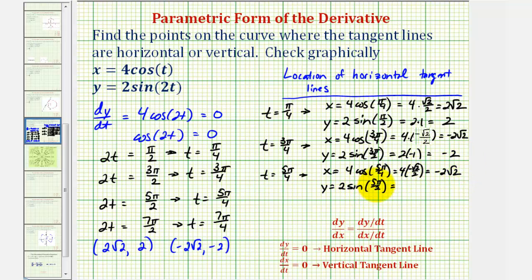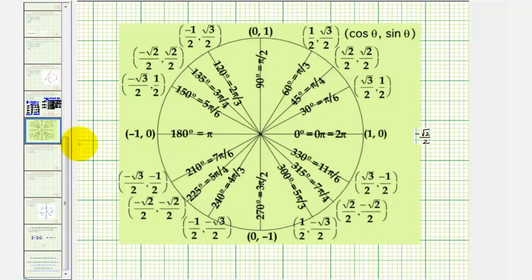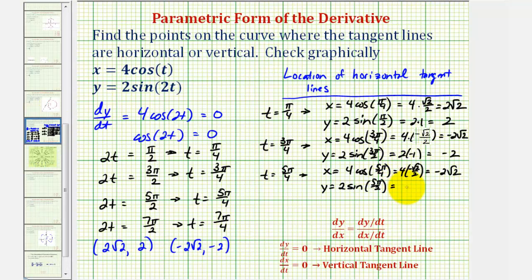And then we have sine 5 pi over 2. 5 pi over 2 is coterminal to pi over 2. So notice the sine function value would be equal to 1. So we have 2 times 1, which is equal to 2. So the next point would be negative 2 square root 2 comma 2.